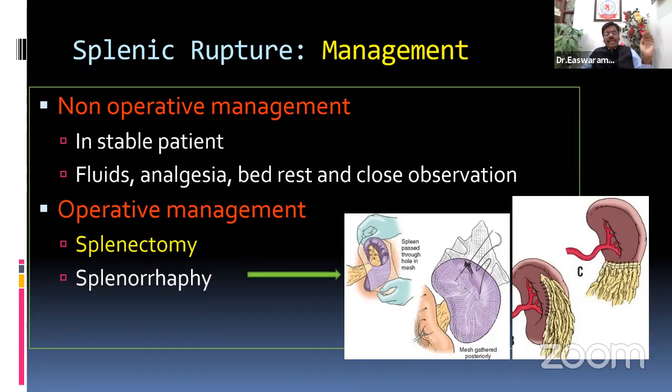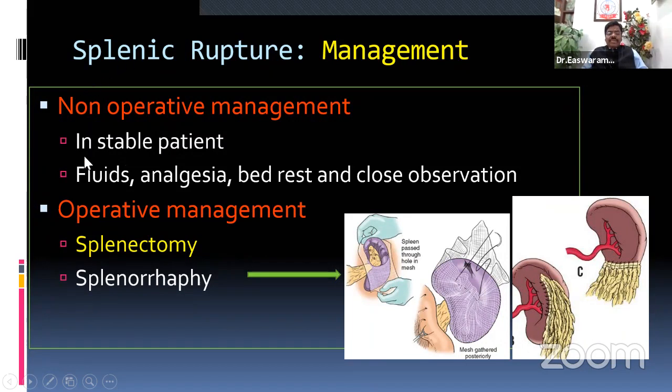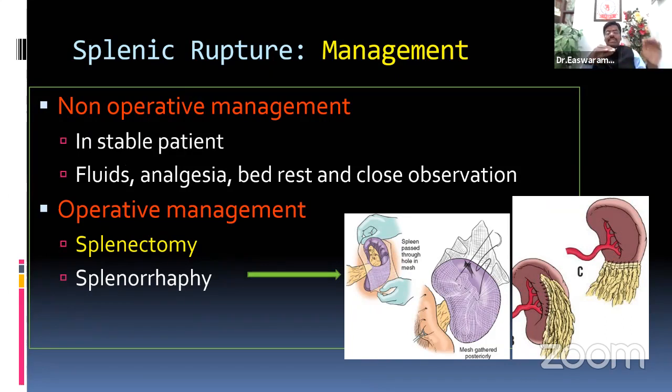Okay. Treatment, what is the treatment? I told you already. If a patient is stable, if the hemoglobin is not dropping and BP is stable, actively observe the patient in the ICU setup, giving fluid, analgesics, and bed rest for a week. Don't operate, because the spleen is important for us, for our immunity and other functions.